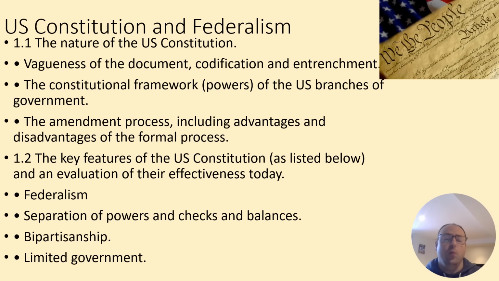Well, in 1.1 it says the nature of the US Constitution, vagueness of the document, codified and entrenchment, the constitutional framework, powers of the US branch of government, and the amendment process, including advantages and disadvantages of the formal process. Of all of those, there is also really interesting stuff about the vagueness of the document and how it then gets interpreted, which then feeds into the Supreme Court stuff later on. So that's a nice connection that could possibly be there.